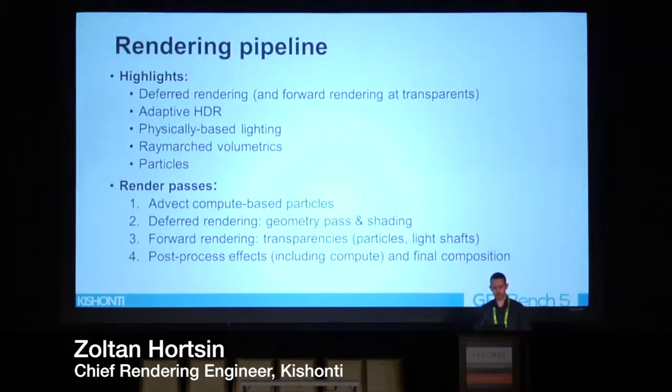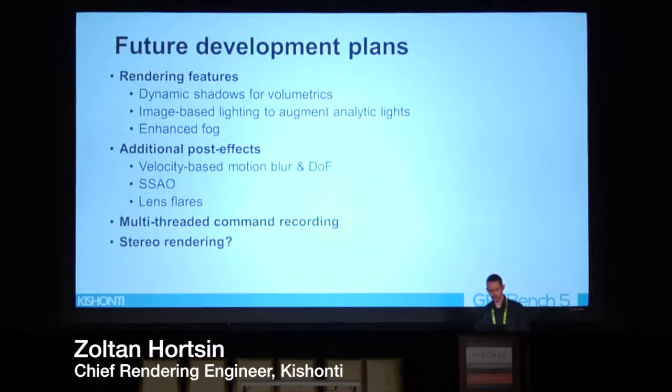The third pass is a forward rendering where particles systems, light shafts, and beam effect rendered. And in the last step, we have the post-process effect, which uses compute shaders to calculate average luminance. And after all the things, final composition happens.